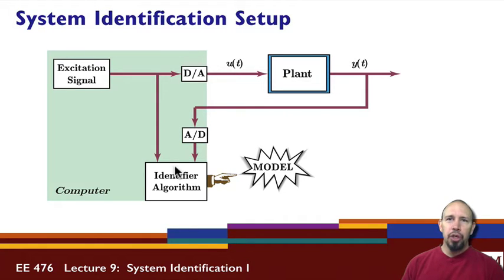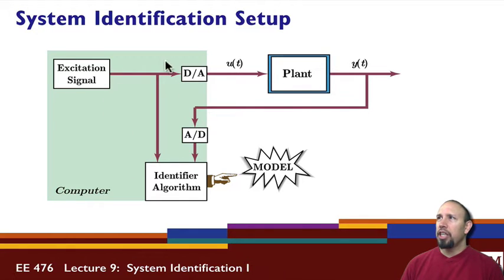This is the arrangement we use to perform the experiments that give us the model. Basically, we start with an excitation signal that we apply to our system through a D to A converter. That's important. The output of the system is then sampled by our A to D converter. We take both the input signal and the output signal in discrete time into something I call an identifier algorithm. And from that identifier algorithm, we get a model. This is the approach we're going to use in terms of the experiment layout.